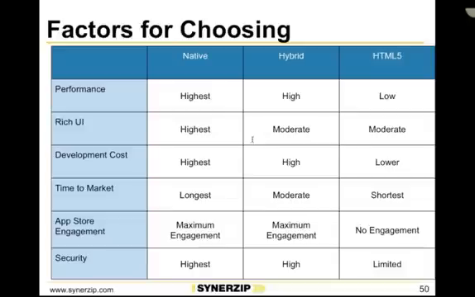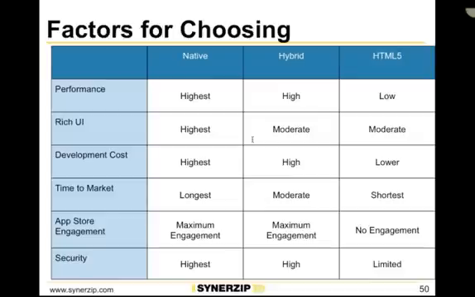So in terms of App Store engagement, you get maximum engagement on native and hybrid because you can sell your applications, you can upgrade, you can have in-app purchases available for both native and hybrid, because both of them are actually native in their nature. For HTML5, there's no engagement whatsoever.